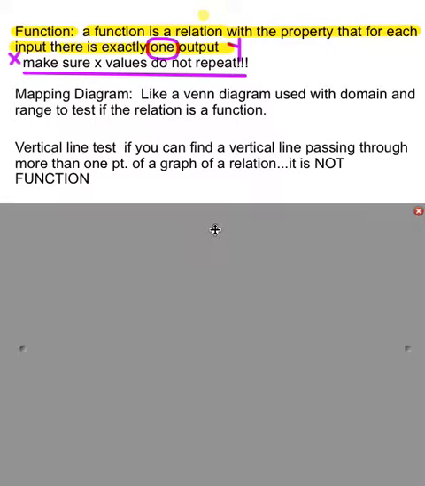That's a big deal. Now remember, inputs are your X's, outputs are your Y's. So for every input, there can only be one output. In other words, make sure your X values do not repeat. And I'll explain how to check for that. Now you check for that in 2 ways. These are 2 ways, and I'm going to show you this one first.